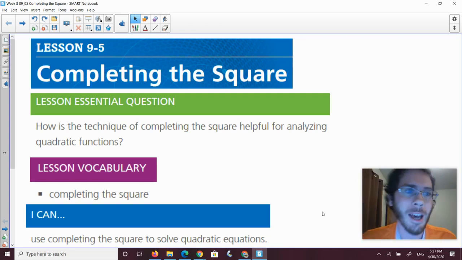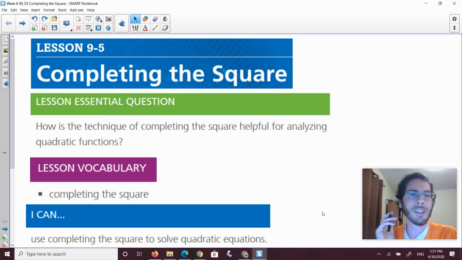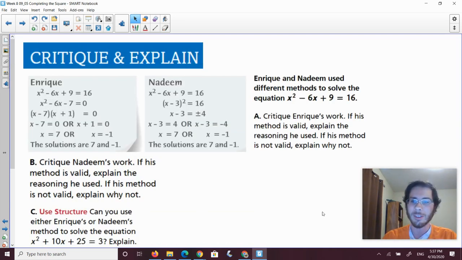But I'm excited because we get to do completing the square. So today we're gonna learn how to complete the square. That's our lesson vocab for today. Let's get into it. So the first thing we get to do is a little bit of critique and explain.